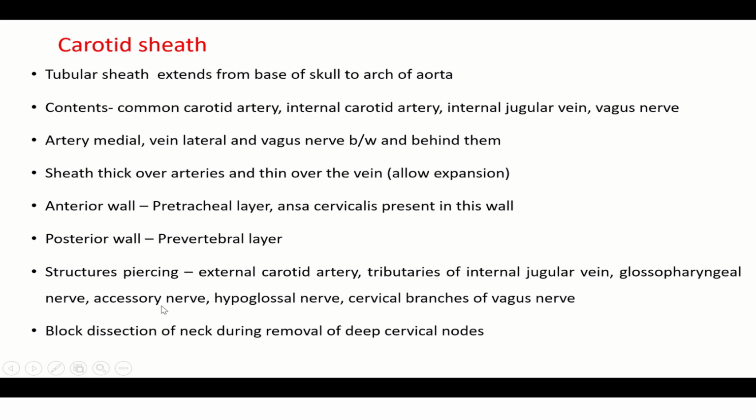So what is the most clinically important of this is the block dissection of the neck during surgical removal of the deep cervical nodes. We have to be very careful when we are dealing with the nodes around the carotid sheath, because the most important blood vessels, the internal carotid, common carotid arteries and the internal jugular vein are in relation to the carotid sheath.